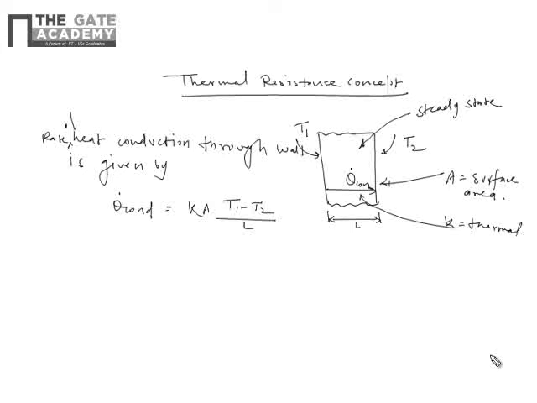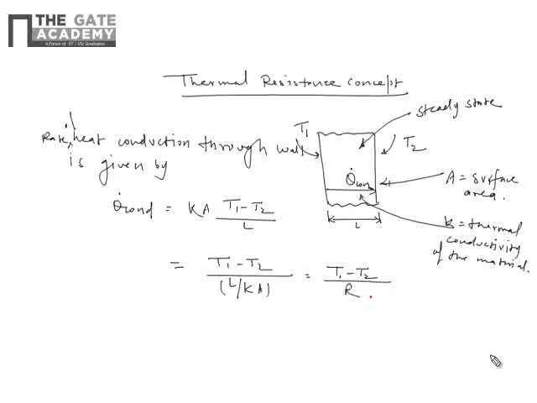Thermal conductivity of the material. This equation can be written as T1 minus T2 upon L upon KA, or we can write it as T1 minus T2 upon R conduction, where R conduction is known as the conduction resistance.